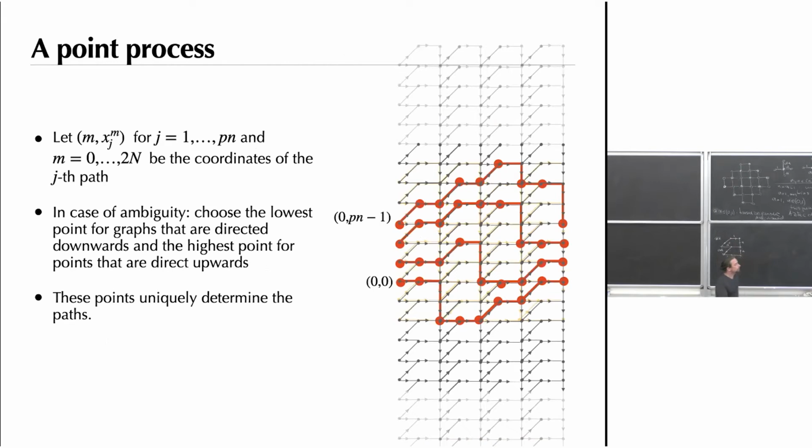Then I will take a point process in the usual way. If you have a random configuration of paths, then I will make a point process: at each section where the path is, I put points on these paths, and if there's an ambiguity, if there are several points that I could put, I put it on the lowest one. So here I have a configuration of points, and on each vertical section I have exactly Pn of those.